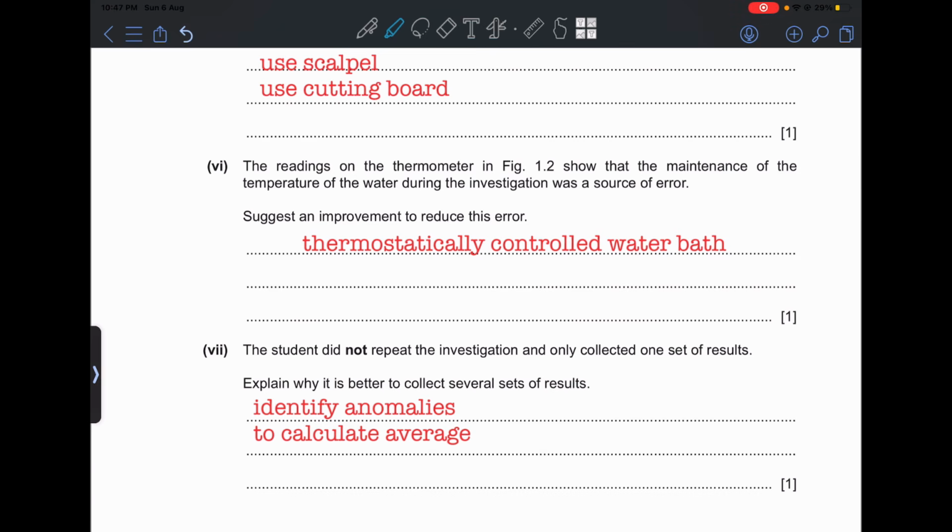VI, the readings on the thermometer in figure 1.2 show that the maintenance of the temperature of the water during the investigation was a source of error. Suggest an improvement to reduce this error. Of course, this is the thermostatically controlled water bath. This is something that I've again explained in my paper 6 video. I really recommend everyone to watch it if you want to really understand paper 6 basics.